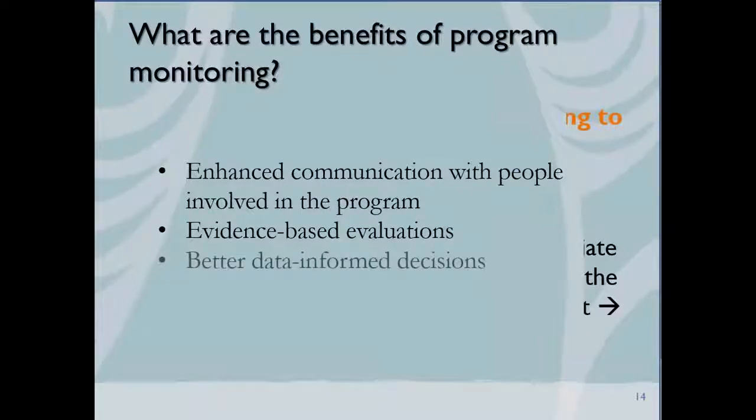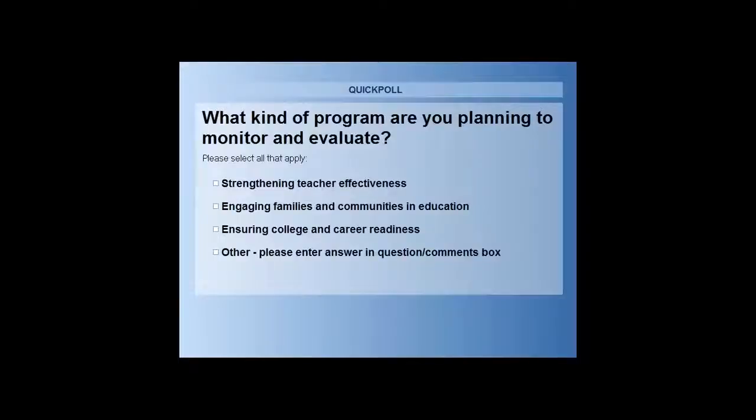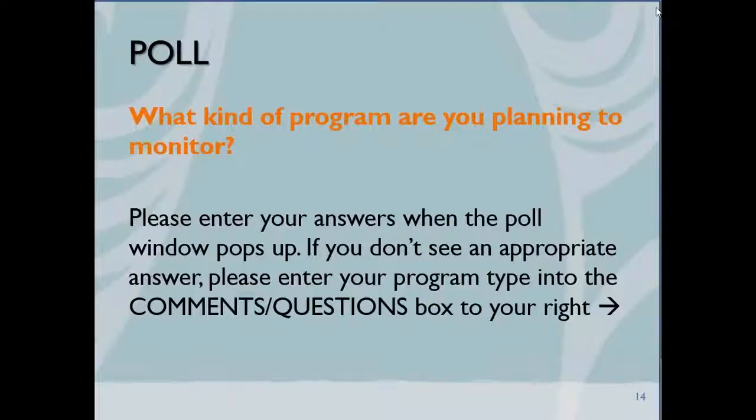So I can see the early results here. I'll put the results up on the screen here. It's actually fairly interesting. We have just under 50% for strengthening teacher effectiveness and around 40% for engaging families and communities. So I'm going to go ahead and close out the poll. It looks like most of you have responded. We've got close to 80% of you that have voted. And we'll put the results up here.